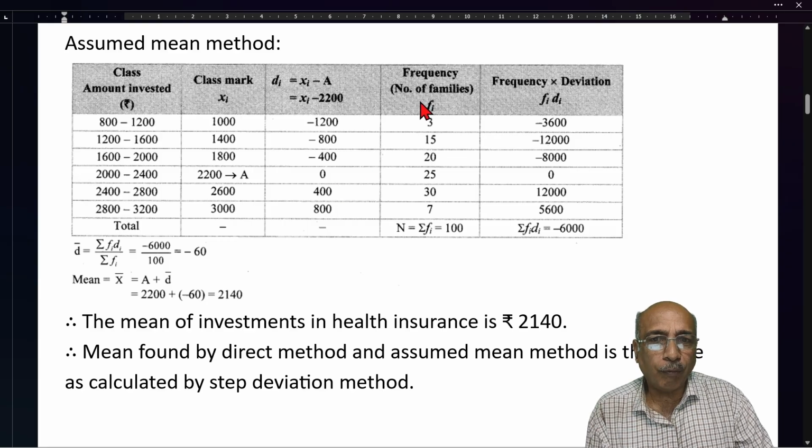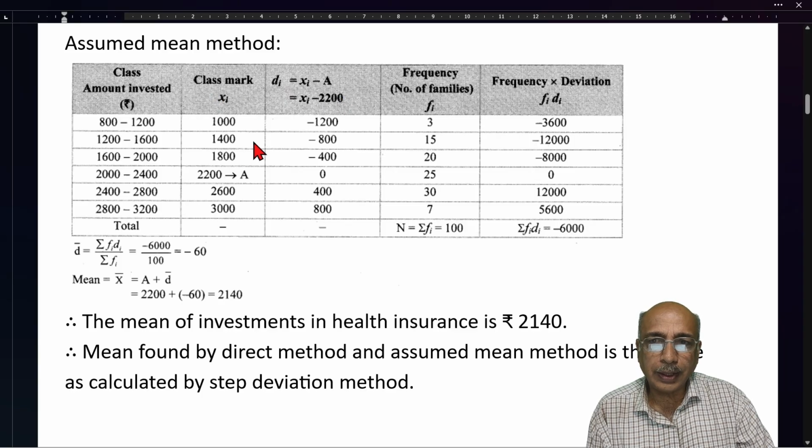Frequency, the number of families, is already given in the table. Now frequency into deviation, fi di. Earlier, for the direct method, we were taking fi xi. In the assumed mean method, we are adding one more step, that is assuming any one class mark and then finding di as xi minus a.